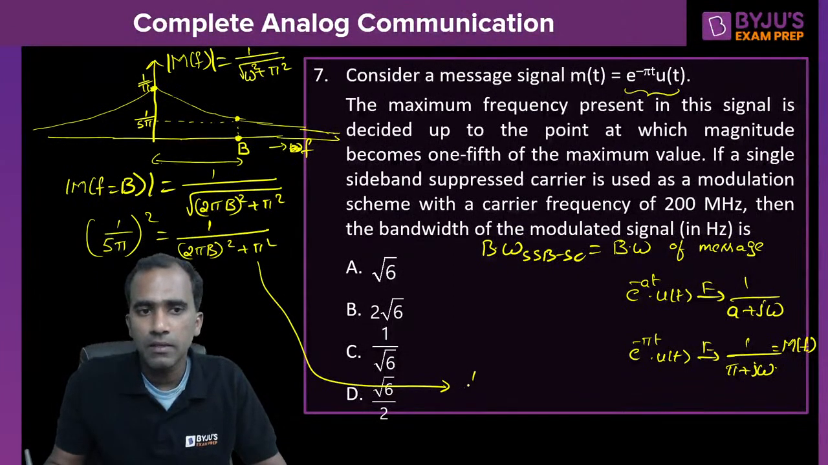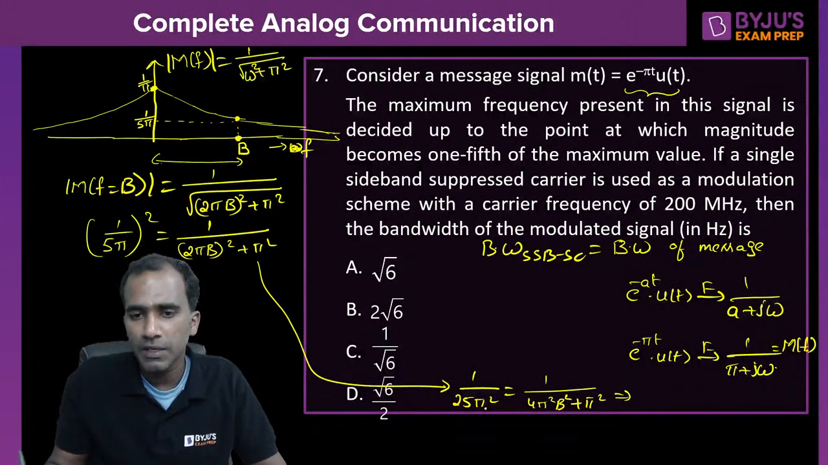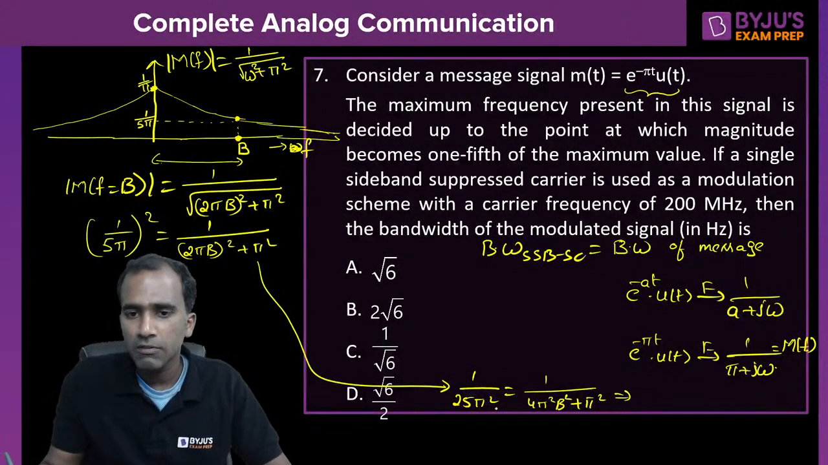1 by 25 pi square is equal to 1 divided by 4 pi square b square plus pi square. This implies, if you remove the numerators, only if you can equate the denominators, 25 pi square equals 4 pi square b square plus pi square.